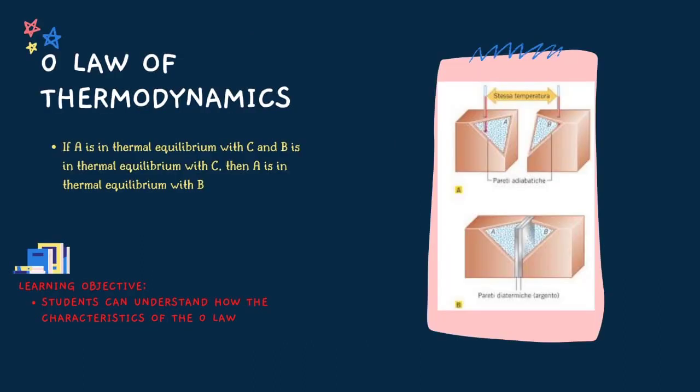Next, about the zeroth law of thermodynamics. The zeroth law of thermodynamics says that if A is in thermal equilibrium with C and B is in thermal equilibrium with C, then A is in thermal equilibrium with B.